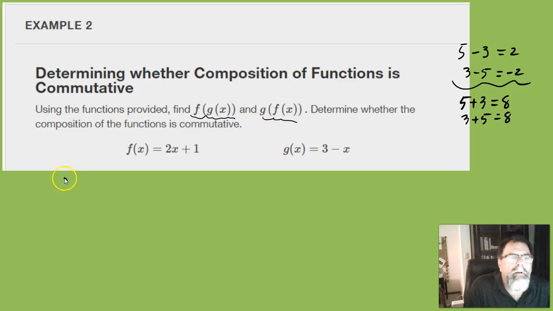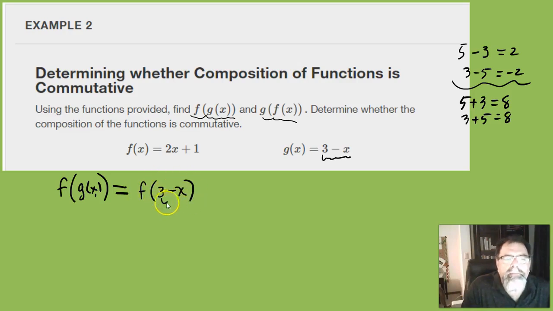Let's start with f composed with g of x. So we're going to plug x into g first. Well, we're not plugging in any number, so g of x is 3 minus x. Then we're going to take this expression and plug it into the f function. So we take this x out and substitute the 3 minus x into it. We have 2x plus 1; we take the x out, put in the 3 minus x, and then we simplify.